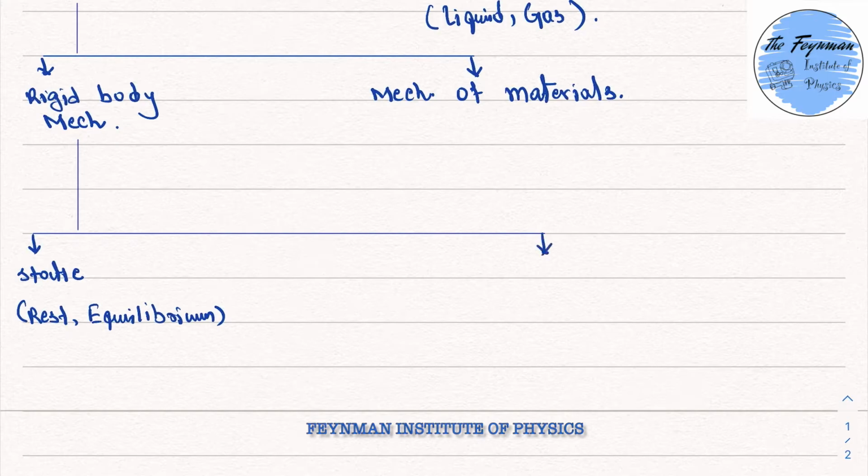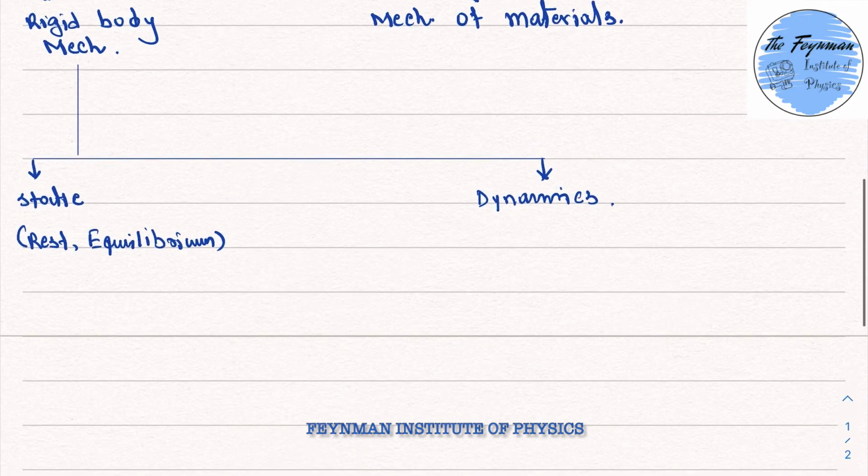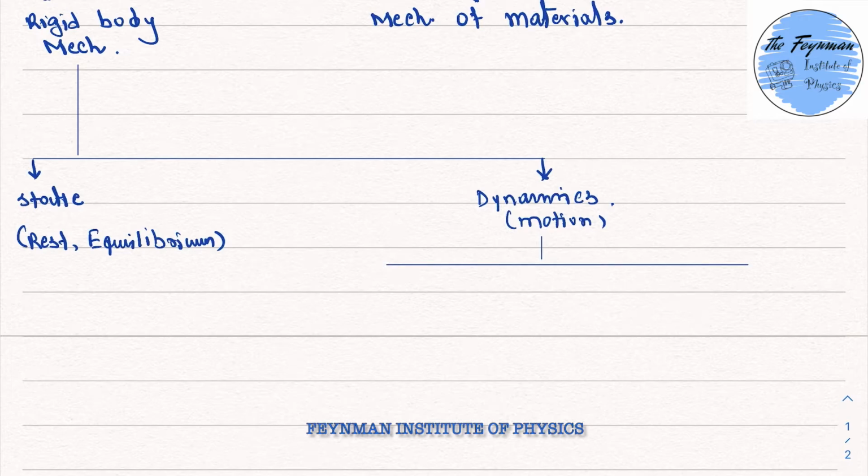The second one is the branch of mechanics which actually deals with motion of bodies, that is dynamics. So we will take up the study of motion of bodies in the branch of dynamics. Now the study of motion under the heading of dynamics can be done in two different ways. The first one is kinematics and the second one is kinetics.